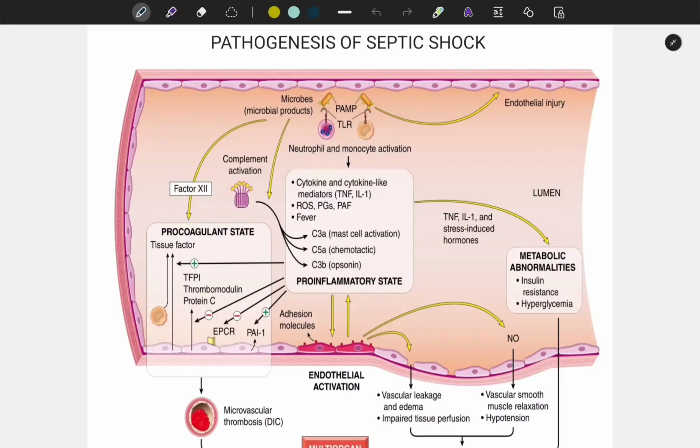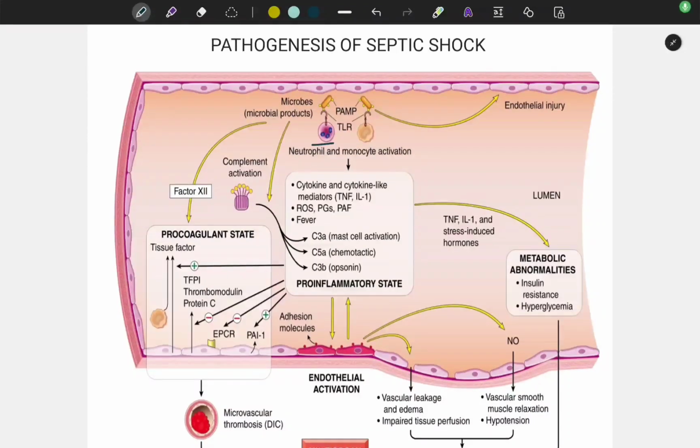So there are certain factors that are responsible for septic shock, and we're going to discuss one by one each one of them. First factor is inflammatory and counter-inflammatory response, in which innate immune cells such as neutrophils and monocyte, they express a special surface protein known as toll-like receptor, which recognizes special molecule present in the microbes known as pathogen associated molecular patterns. For example, in case of gram-positive bacteria, PAMP is lipoteichoic acid, and in case of gram-negative bacteria, PAMP is lipopolysaccharide.